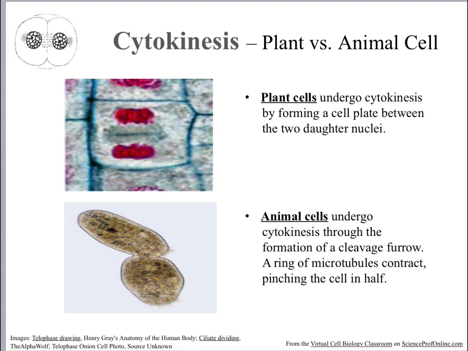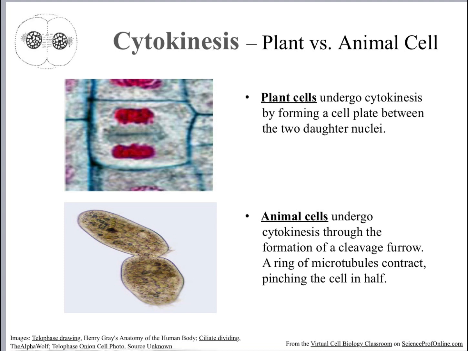Plant versus animal cells: plant cells undergo cytokinesis by forming a cell plate between the two daughter nuclei, and animal cells undergo cytokinesis through the formation of a cleavage furrow. A ring of microtubules contracts, pinching the cell in half.